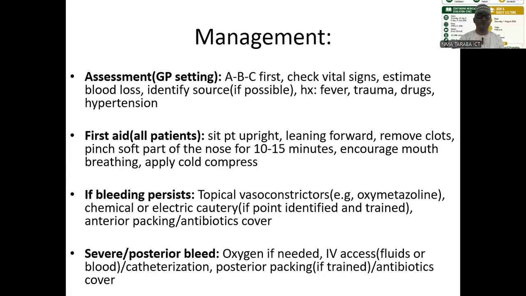If all these plans fail and the bleeding is persisting, that is when we will need to use topical vasoconstrictors like xylometazoline or oxymetazoline or adrenaline, on a soaked gauze or as drops. We apply it to the bleeding site if we can locate it. If that fails, we can use chemical or electric cautery if the point of bleeding is identified.